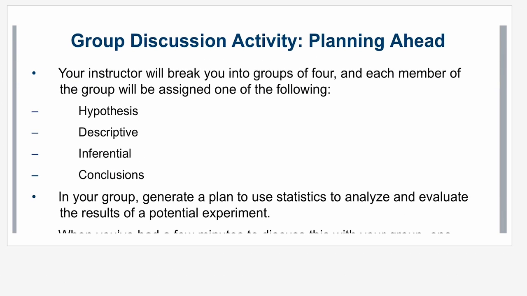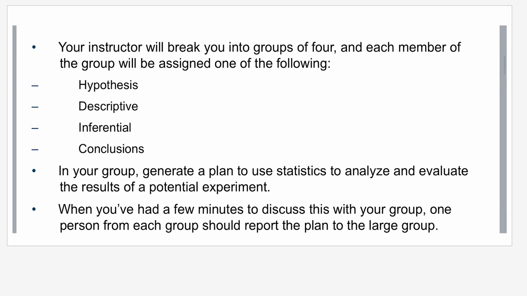So, group discussion activity. Obviously we cannot do this because we are not in class, but you can read through this. This is getting you to think about that research process we just talked about, that planning ahead. If you have a certain question or a certain hypothesis, what kind of descriptive or inferential information are you going to need? And what kind of conclusions are you going to want to make? And again, you can work backwards. Depending on the kind of conclusions you want to make, that may lead to what kind of statistics you need.